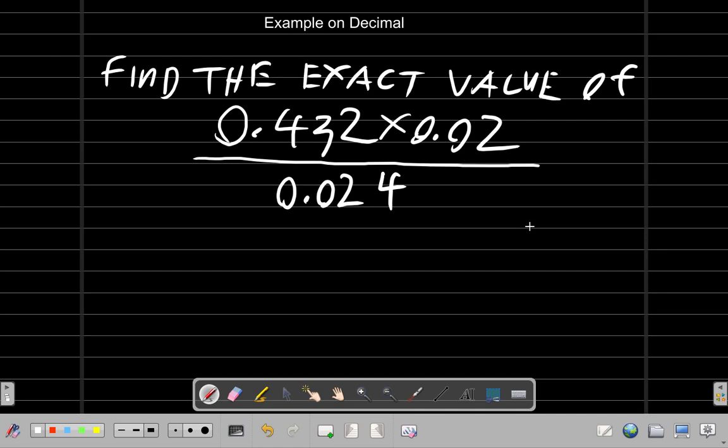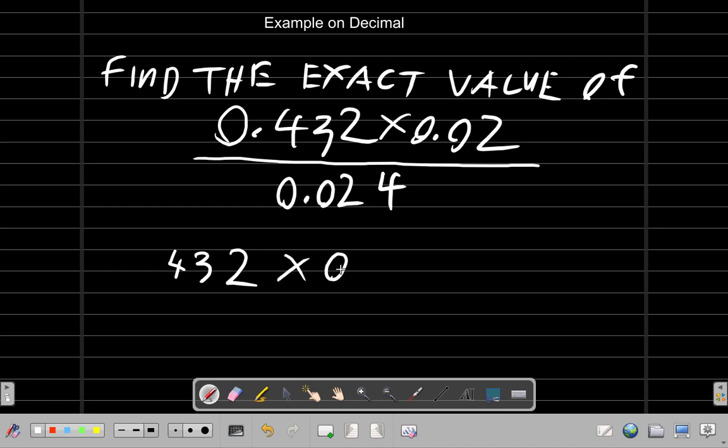Alright, so you've completed it. What did you get? Let's work through it. Here you have 0.432 times 0.02 divided by 0.024. Now, suppose you multiply 0.432 by 1,000. What you would have is 432, right?